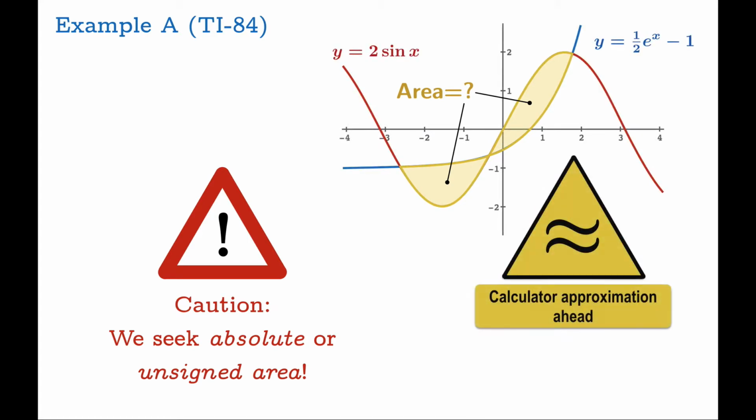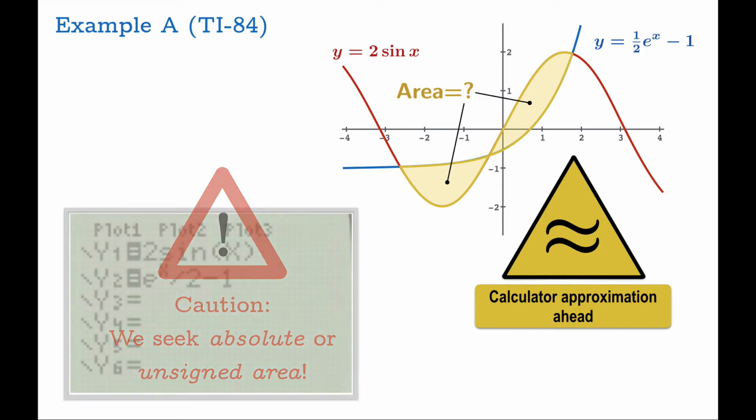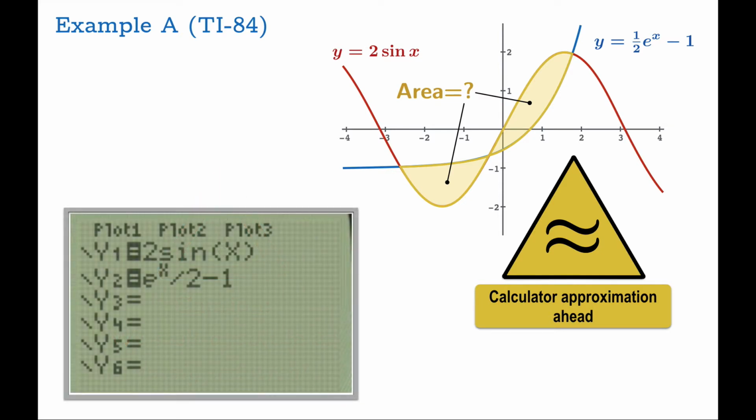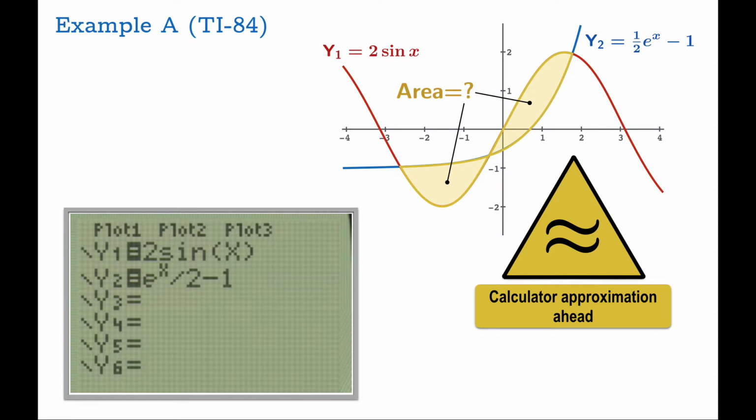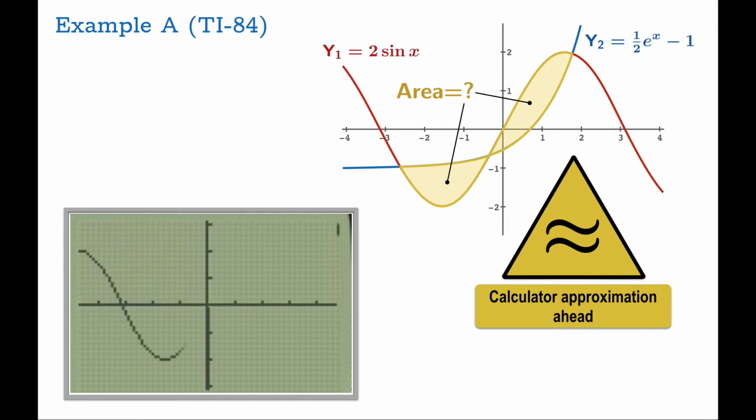So, we're going to use the calculator approximation. A lot of work on the calculator, and we're going to store, first of all, our functions into what we can call function registers in the y equals screen. And so here is where we store 2 sine x, and then in the register y2 we'll store the exponential function 1/2 e to the x minus 1. A quick plot here indicates that we're in business and we've got the region we care about. Now we need to figure out how to go about finding the area.